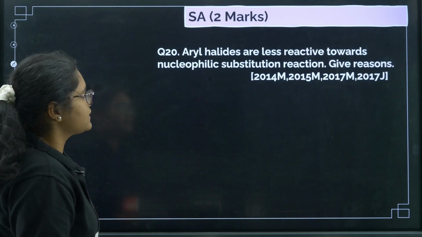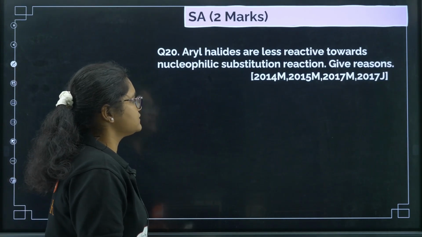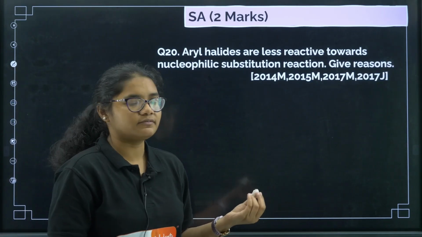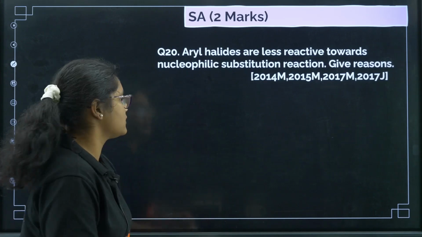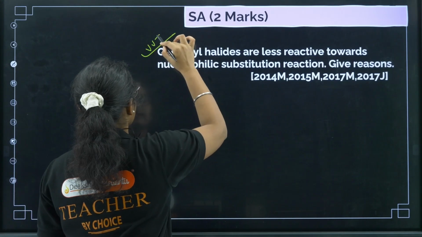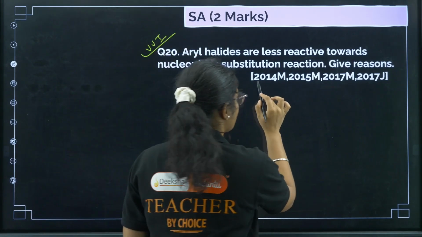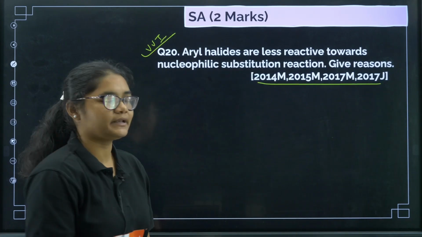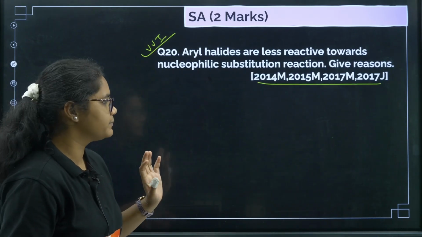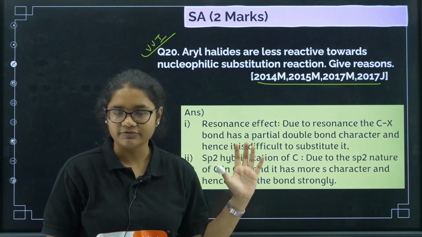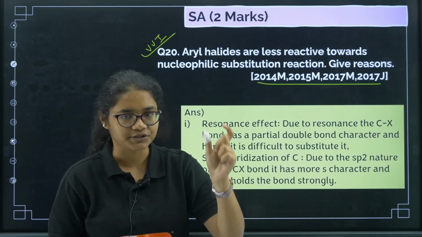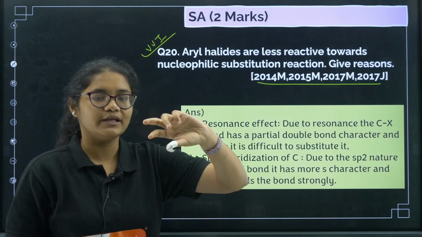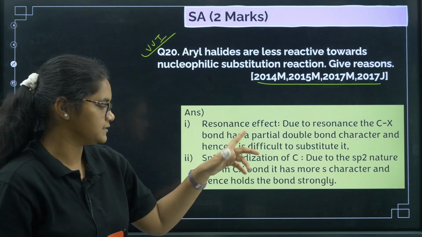Next, aryl halides are less reactive towards nucleophilic substitution reaction. Give reason. This is a very important question. You can see how many times it is repeated. Here the answer is very simple. The first one is the resonance effect. Due to resonance, partial double bond character is formed, so the X cannot go out easily. That is the first point.